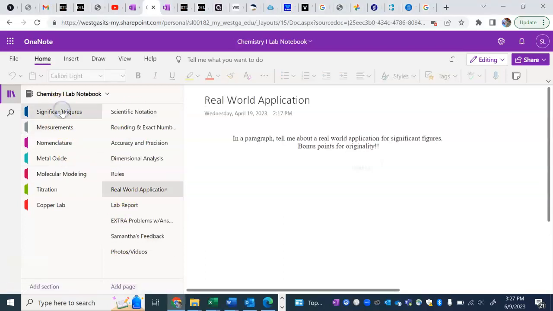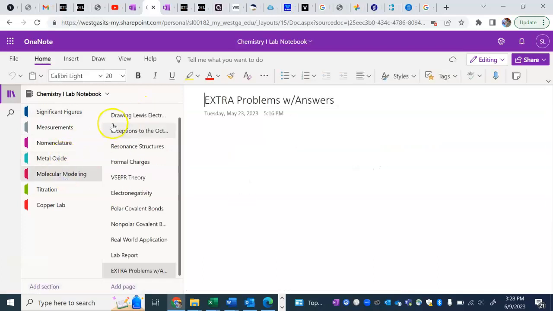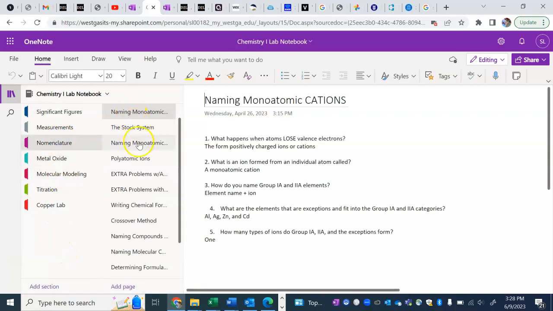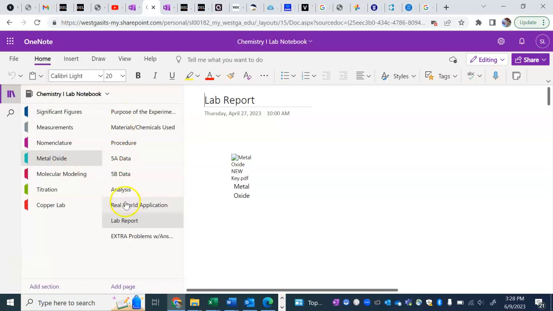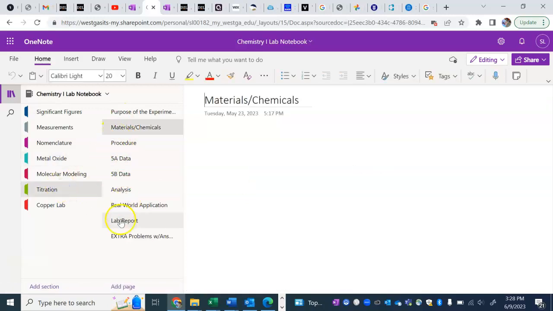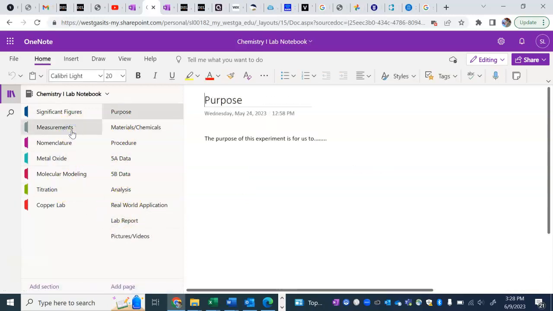In the dry labs, like significant figures, nomenclature, and molecular modeling, those are going to change according to protocol. Whatever your protocol calls for, that's what those headings are going to be. But when it comes to any wet labs, they're all going to be the same. So, with that being said, let me walk you through what my lab notebook looks like.